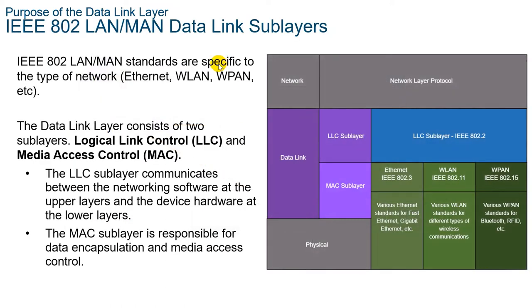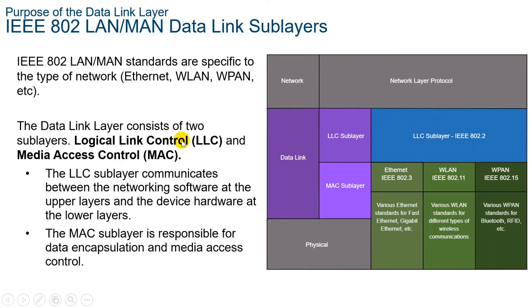Okay, so the IEEE 802 LAN or MAN standards are specific to Ethernet LANs, wireless LANs or WLANs, wireless personal area networks or WPAN, and other types of local and metropolitan area networks. So the IEEE 802.x, specifically the 802.2 and 802.3, pertains to the logical link control and the media access control. Now the IEEE 802 LAN-MAN data link layer consists of the following two sublayers, which I have mentioned earlier: the logical link control or LLC and the media access control or MAC.